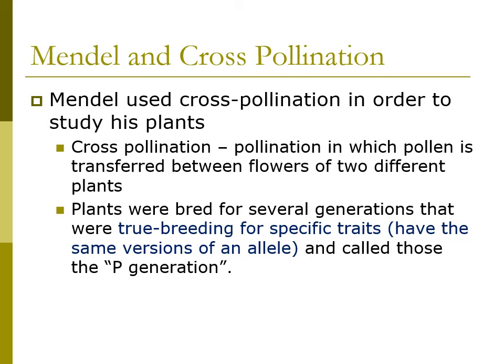But in order to start his research, he had to get plants that were considered pure for their traits. So these are called the P generation. They are true breeding for a trait. That means they are pure, true breeding for the trait. They have the same version of the alleles. So if we were doing height, for example, they would either be big T, and they would be pure tall, or you could have some that were little t, that would be pure for short.